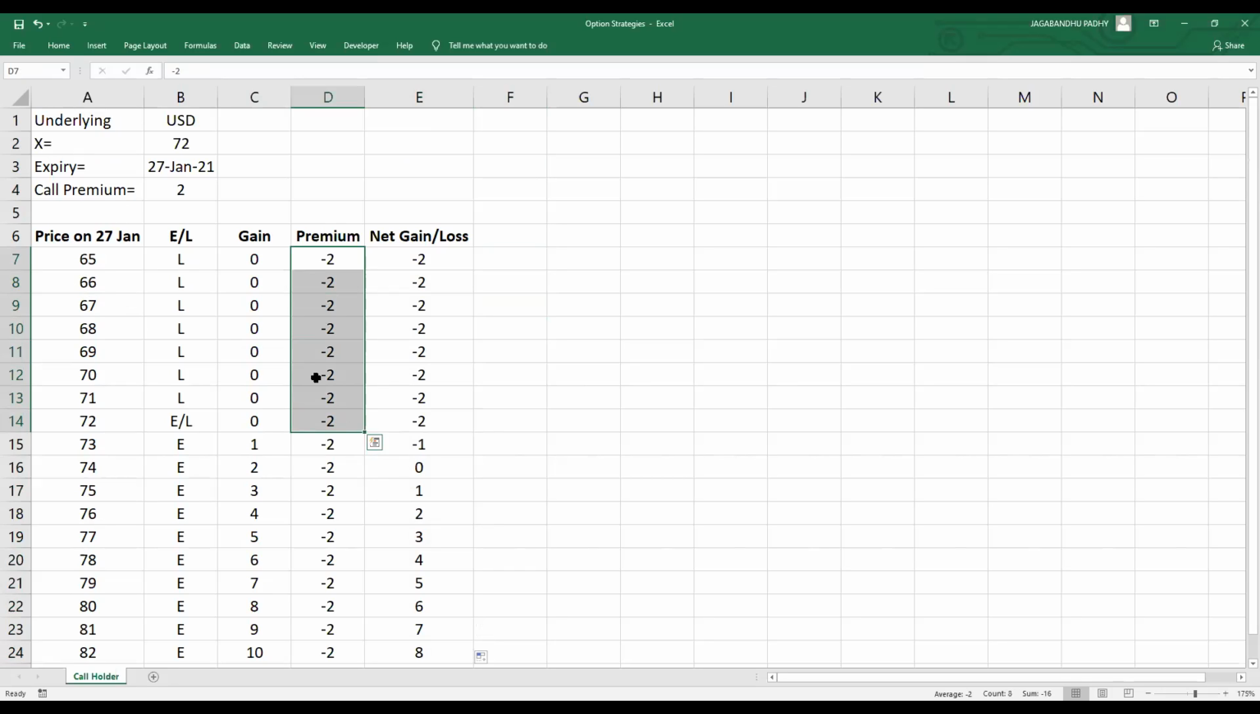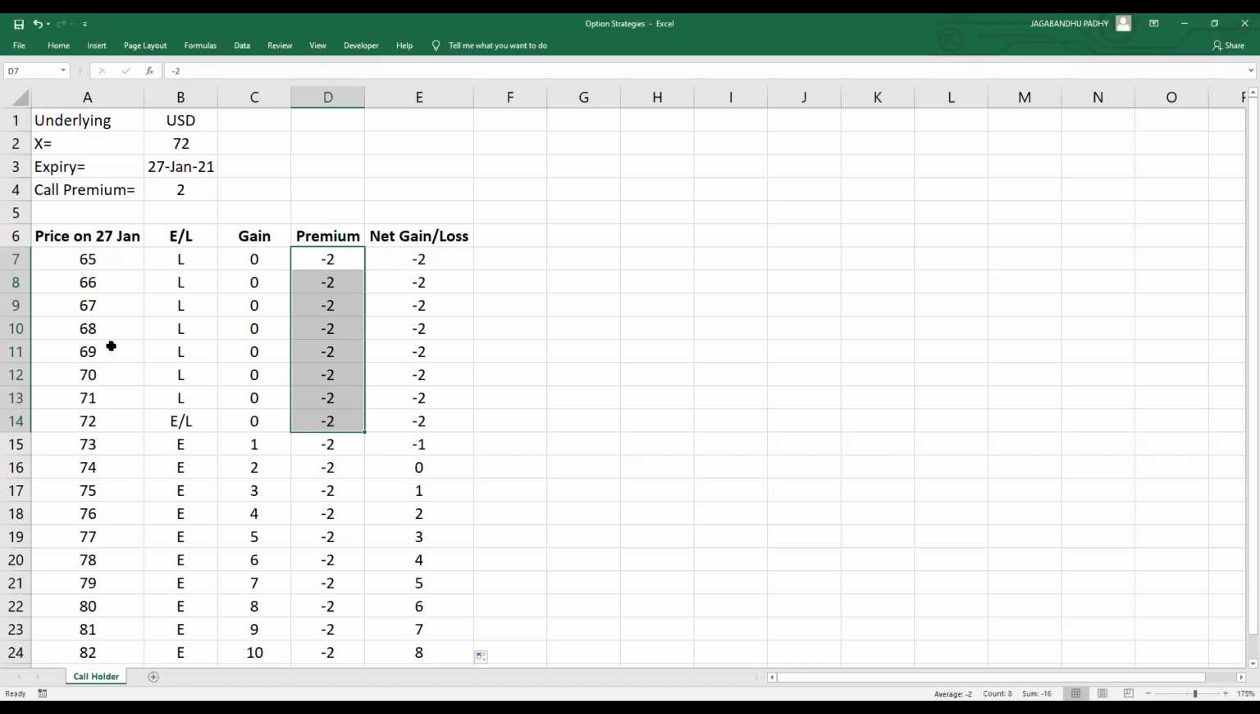Now the same thing applies even in our insurance products. In insurance products also, a similar thing happens, where if you paid the insurance premium and you didn't claim anything, you have definitely lost the premium that you have paid.